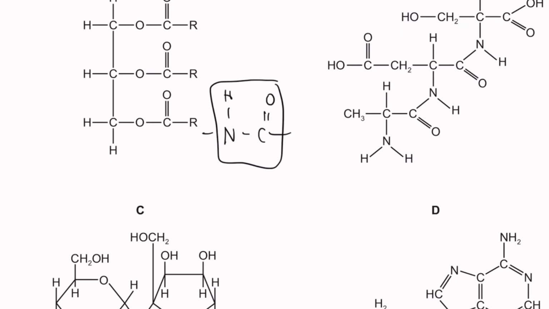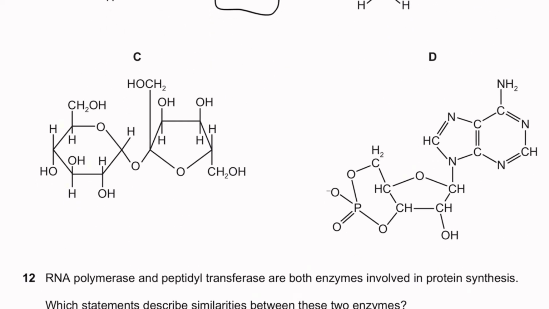Do we see it in B? Actually, we do. We have this bond over here. We also have this bond over here. So we have 2, so that contains at least one peptide bond. You can see it's not available in C, neither in D, so I would say it's B.